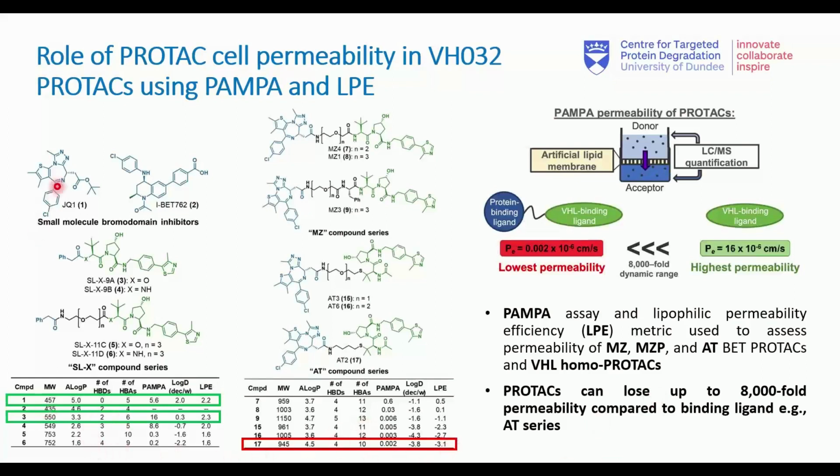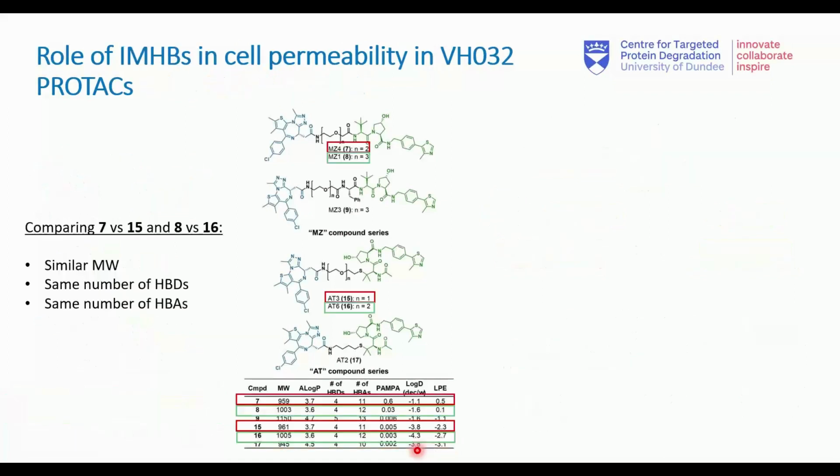So you can see here, compound 1, JQ1, has quite high PAMPA permeability, and also this compound here, which has the VHL ligand. You can see these values, 16 and 5.6. And when you compare it to, say, for example, AT2, which is the lowest permeable PROTAC in the series, you can see that when you combine them, the permeability falls apart.